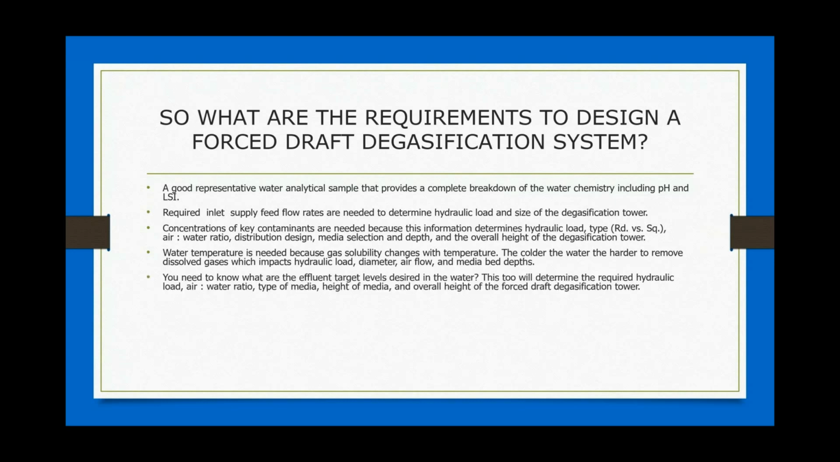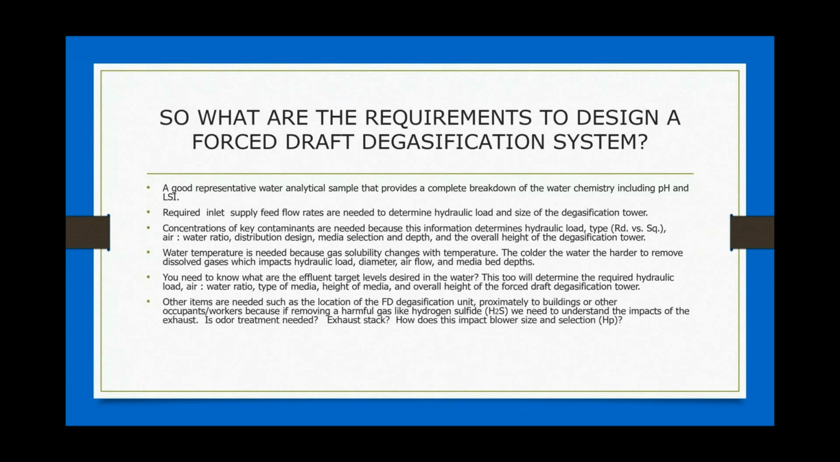You need to know what the effluent target levels desired in the water are. So this too will determine the required hydraulic load, air-water ratio, and the type of media and height of the media, and the overall height and design of the tower. So if your target load is, let's just say, from 10 to 1, you don't necessarily have to treat it down to 0.5 if that's what the design requires.